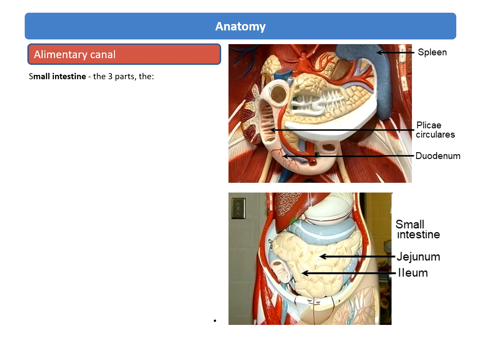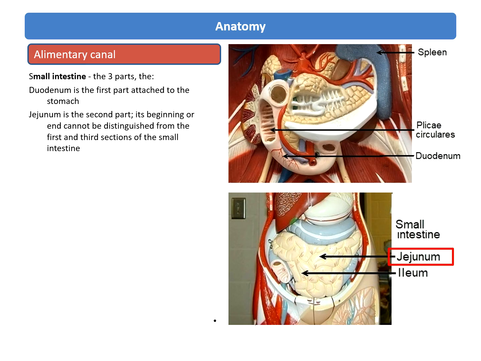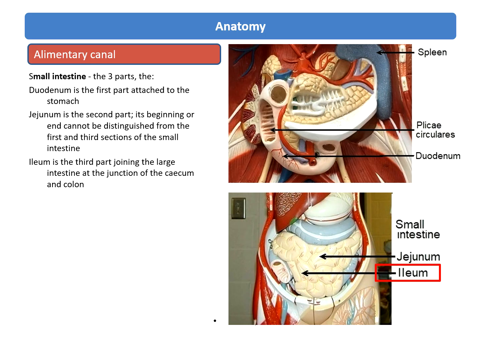Small intestine, as we said, has 3 parts. There's the duodenum, that's the first part. It's attached to the stomach. The jejunum is the second part. Its beginning or end can't be distinguished from the first segment or the third segment of the small intestine. And the ileum, the third section, it joins the large intestine at the junction. Note the folds called plicae circulares in the small intestine. We'll come back to those momentarily.